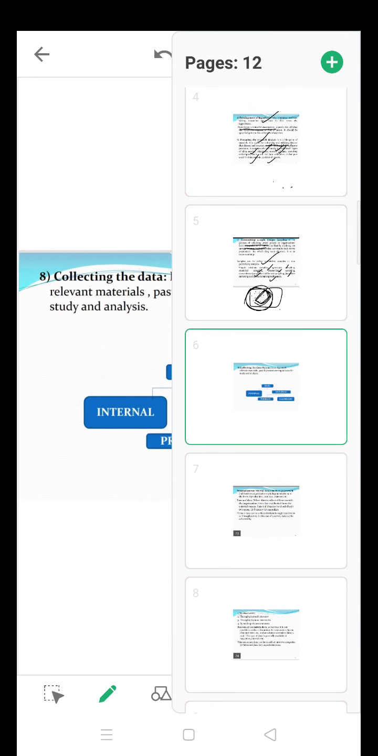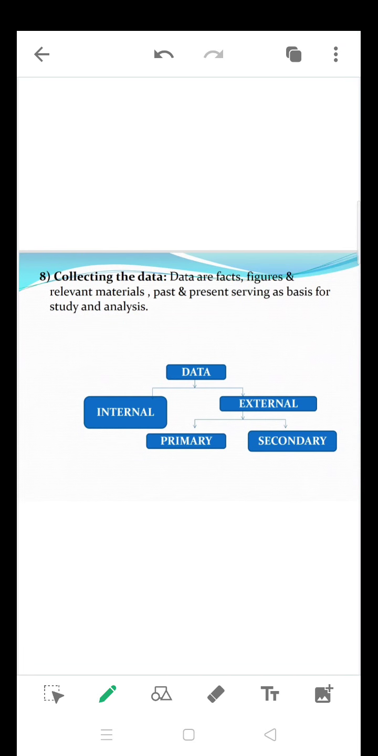And the next is collecting the data. Once the sample is known out of the total population, with that particular sample size, you are going to collect the data. Data are facts and figures. They are relevant materials.